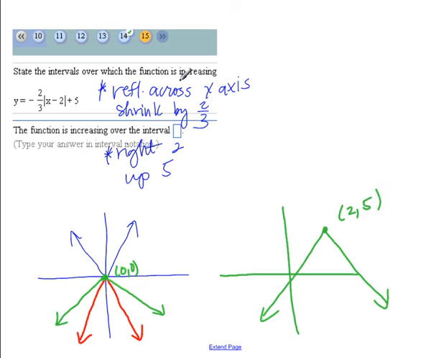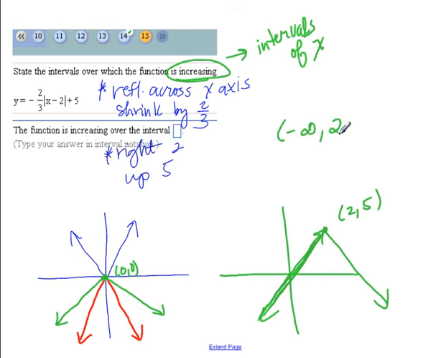So increasing and decreasing, remember that is your intervals of x. So where is it increasing? Well, it's increasing as we move from left to right on this piece, right, because that piece is going up. So it's increasing from, what are those x values? From negative infinity to the value of 2. Where is it decreasing? From 2 to infinity is where it is decreasing.